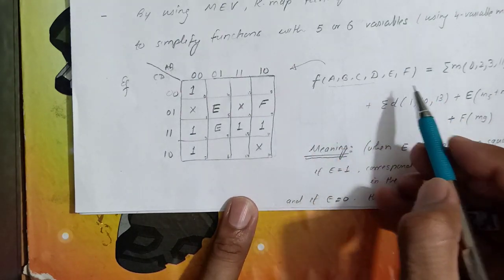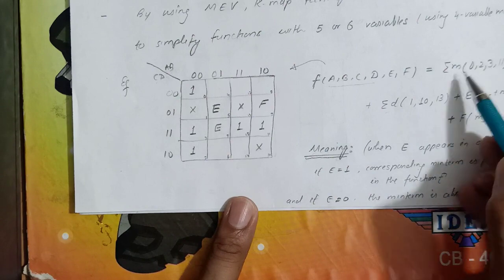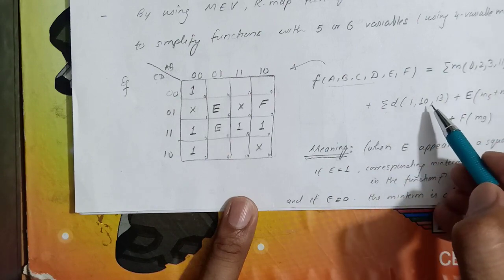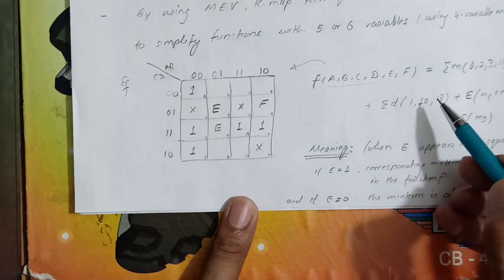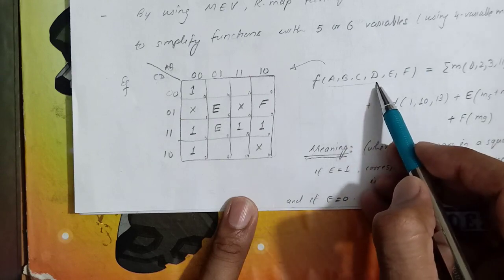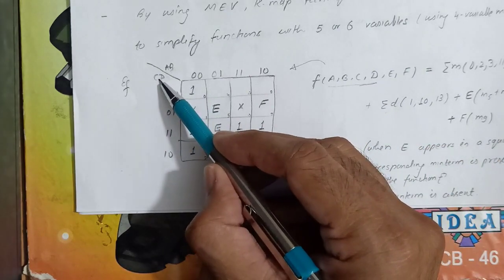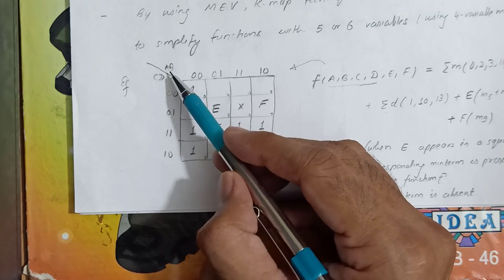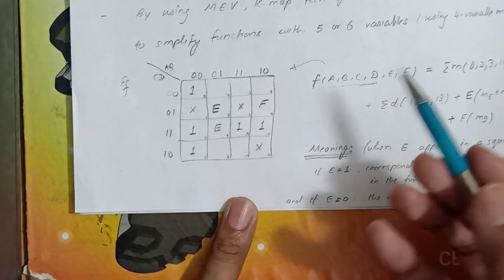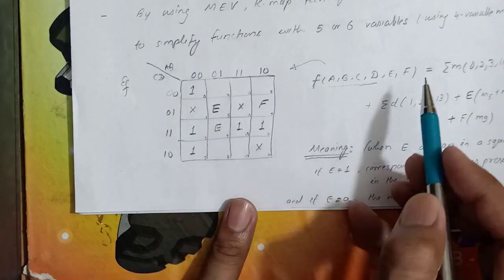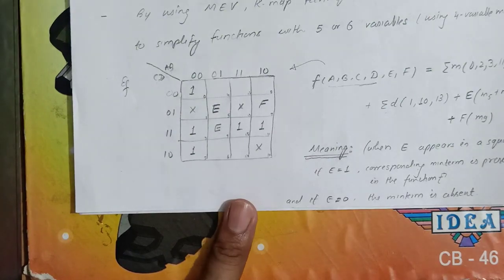So we have to remember whatever we are writing here, minterms and don't care conditions, these are the minterms of these 4 variables, because we have drawn the K map by using these 4 variables, and somehow we have entered other variables into the K map.